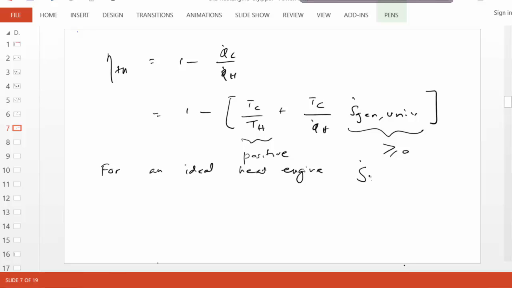We know friction can be 0, and if we substitute this, the efficiency becomes ideal. For an ideal engine, the efficiency becomes 1 minus Tc over Th. Well, that's a wonderful formula.